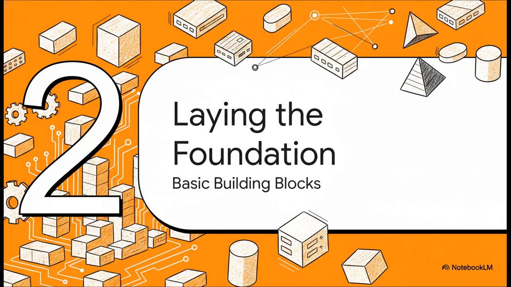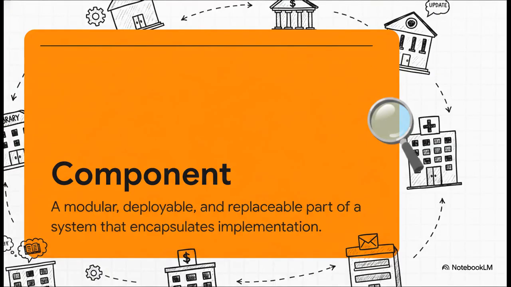Okay, so every great city is built out of some pretty basic materials, right? And our software city is no different. So before we can even think about construction, we've got to understand the fundamental building blocks we're going to be working with. First up, we have components. Think of these as the individual buildings in our city. You've got the library, you've got the bank, the hospital, the post office. Each one is its own little world with a very specific job to do. The best part? You can renovate the library without having to shut down the hospital.